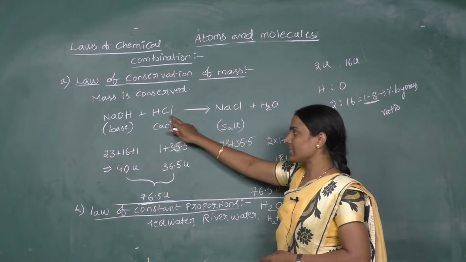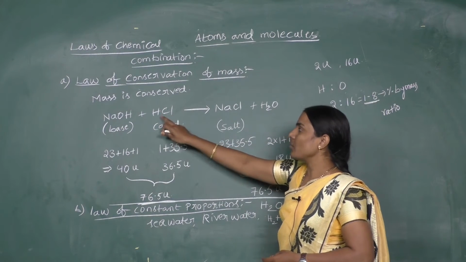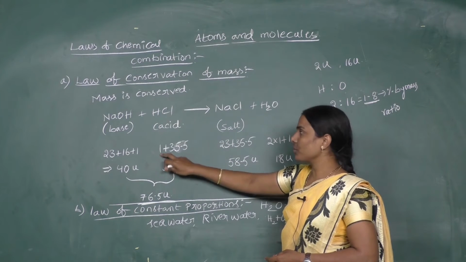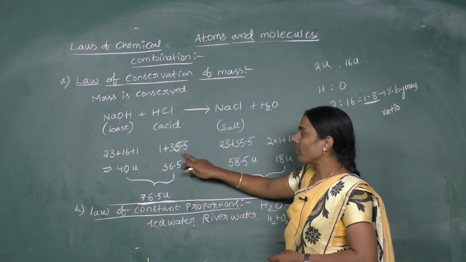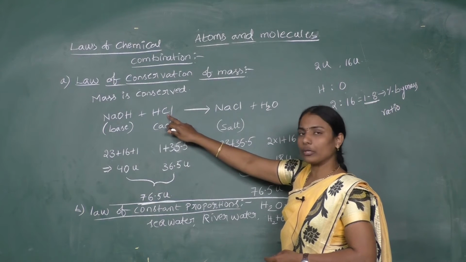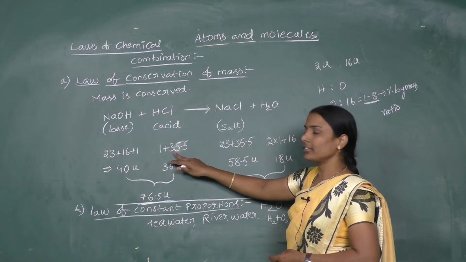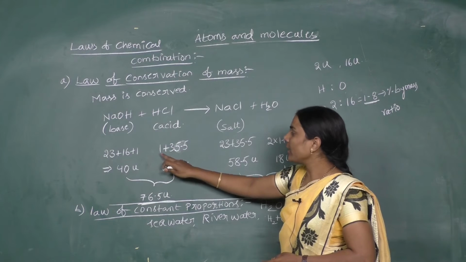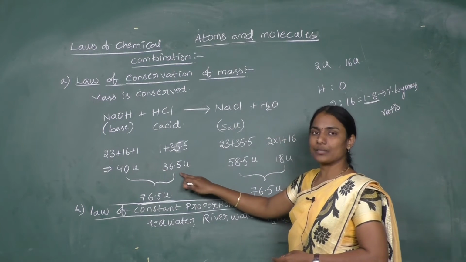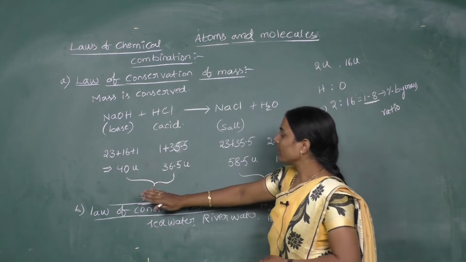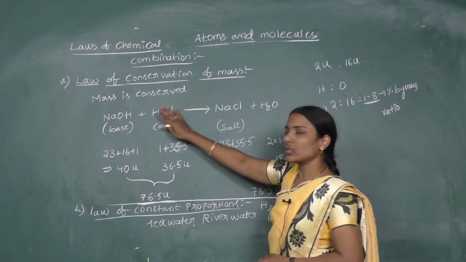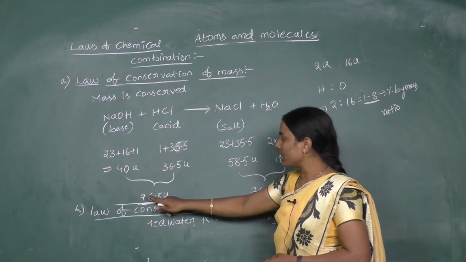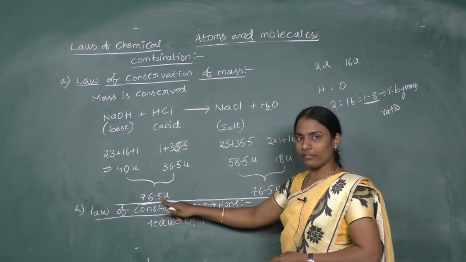And similarly HCl I have taken. So HCl is what? 1 unit of hydrogen and 35.5 units of chlorine, because the chlorine atomic mass is exactly 35.5, right? And the total is now making 36.5. And now see the sum, which means the total mass of reactants is now making 76.5 units.